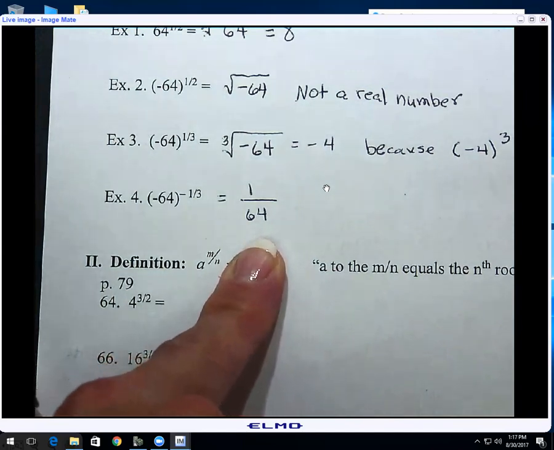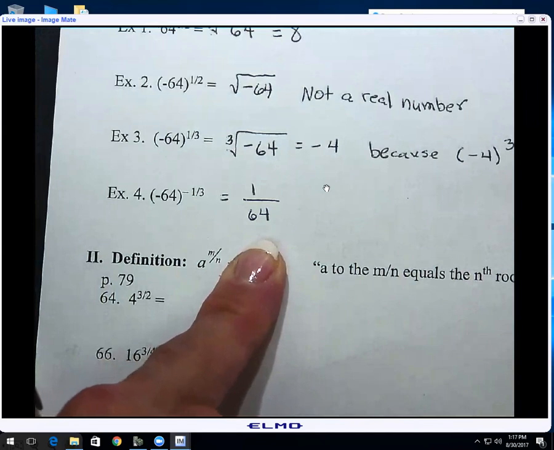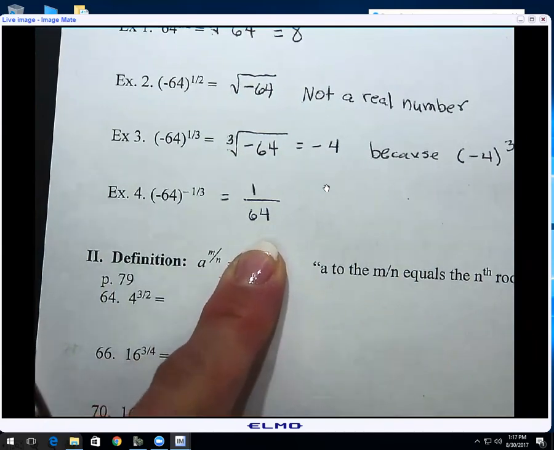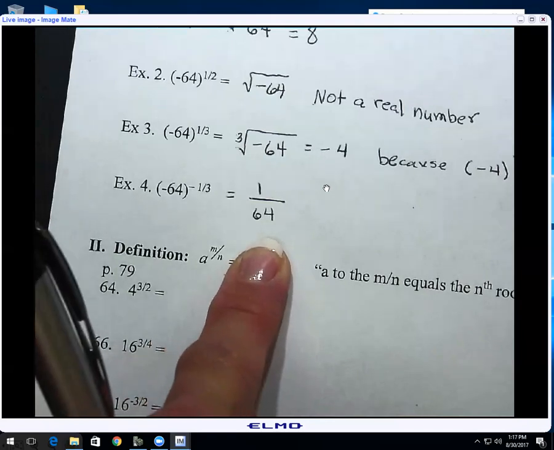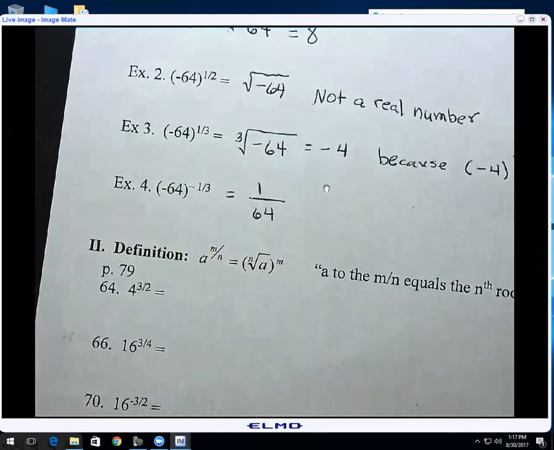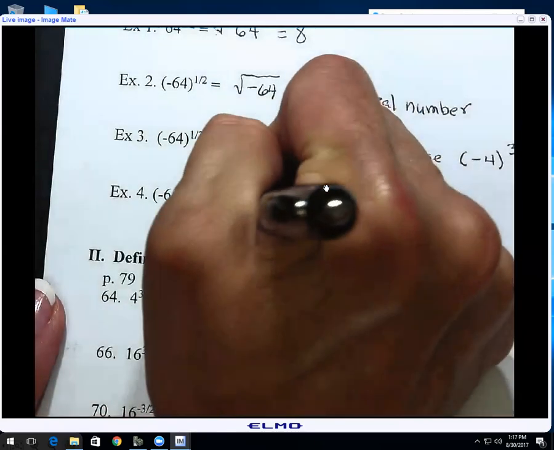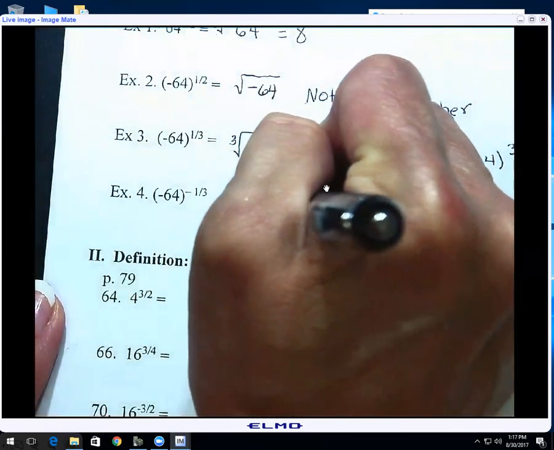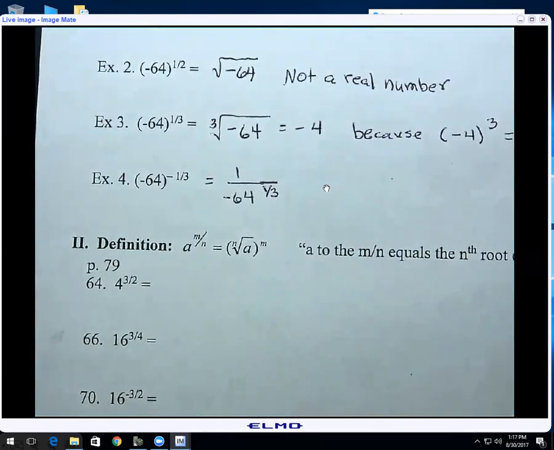Taking the reciprocal of the base makes the exponent positive. It doesn't change the sign of the base, it just makes the exponent positive. Do you see the difference? Makes the exponent positive. So this is still negative 64, but now it's to the positive 1/3. That still is not technically correct, because why? Because the exponent is still a fraction. That's why it's not finished, but that's not where the mistake is right here.